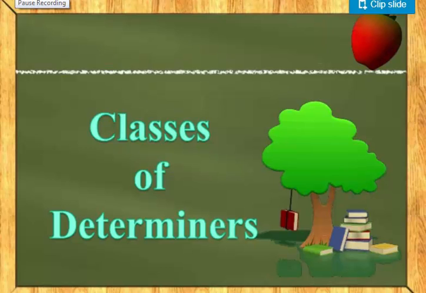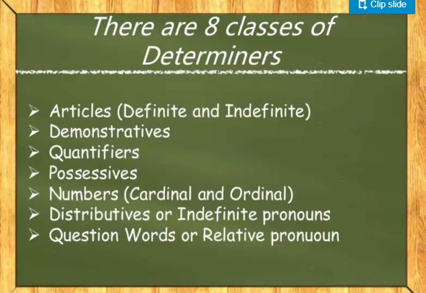So students, the next step of our lecture is the classes of determinants, that is, what the types of determinants are. There are 8 classes of determinants: articles, which include definite and indefinite articles, demonstratives, qualifiers, possessives, numbers as cardinal and ordinal numbers, distributives or indefinite pronouns, question words and relative pronouns. So there are a total of 8 classes of determinants.